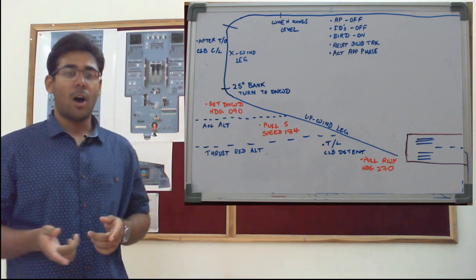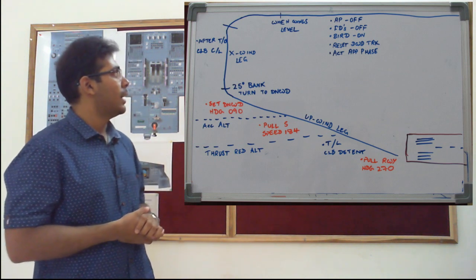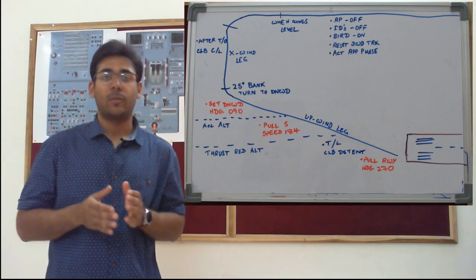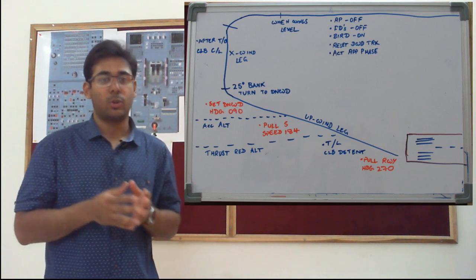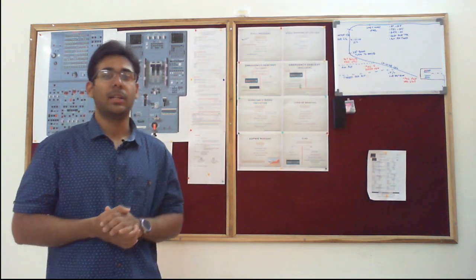Then both FDs off. Then bird on, that is the track flight path angle. And you reset the downwind track because now you're going from heading to the track mode. And activate the approach phase and manage speed.